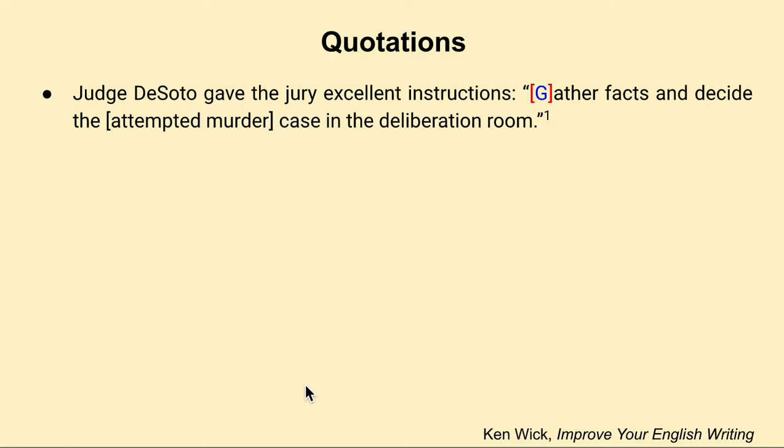So some examples. Judge DeSoto gave the jury excellent instructions, gather facts and decide the attempted murder case in the deliberation room. And here we have a footnote. We'll get to that. This is the source citation. But here, obviously, someone changed the... oh, and I forgot to put this in brackets. Whoops. So here someone changed the case.